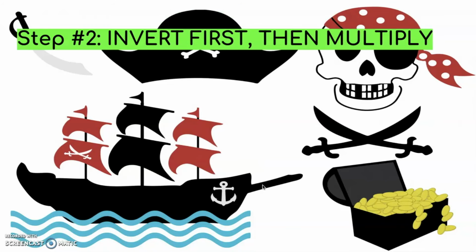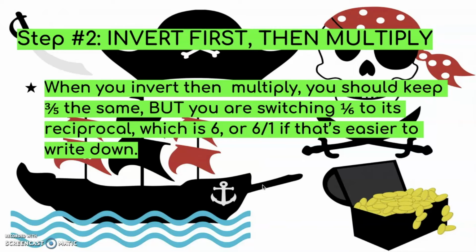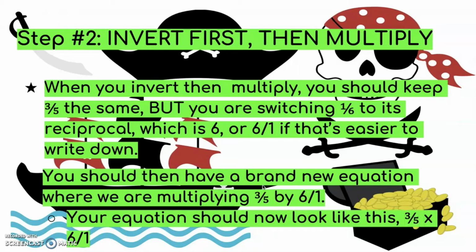Moving on to step number 2, you have to invert first and then multiply. When we're talking about invert, we have to remember that that is multiplying by the reciprocal of the second fraction. As I said, when you invert then multiply, you should keep 3/5 the same, but you have to remember that you are switching 1/6 to its reciprocal, which in this case can either be 6 or 6/1 if that's easier to write down and keep track of each step. After doing so, you should then have a brand new equation where we are now multiplying 3/5 by 6/1. So your equation should now look like this: 3/5 times 6/1.